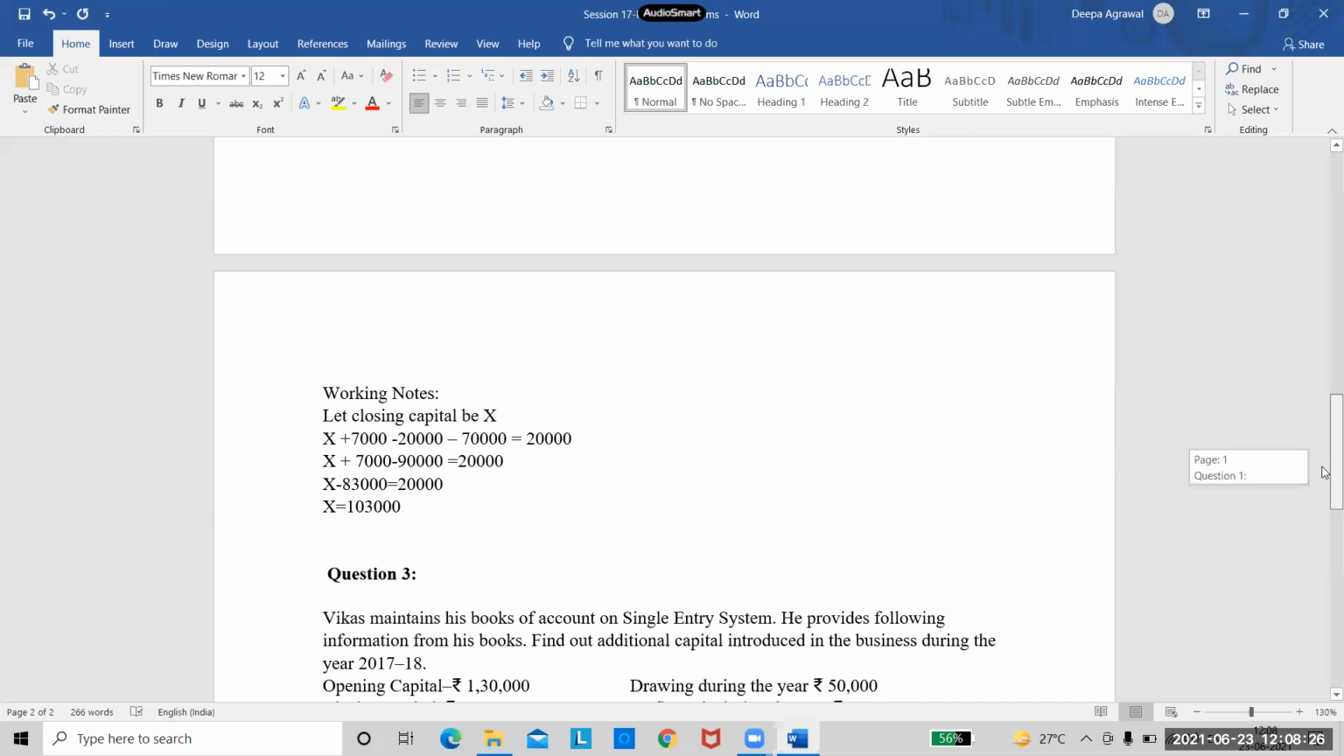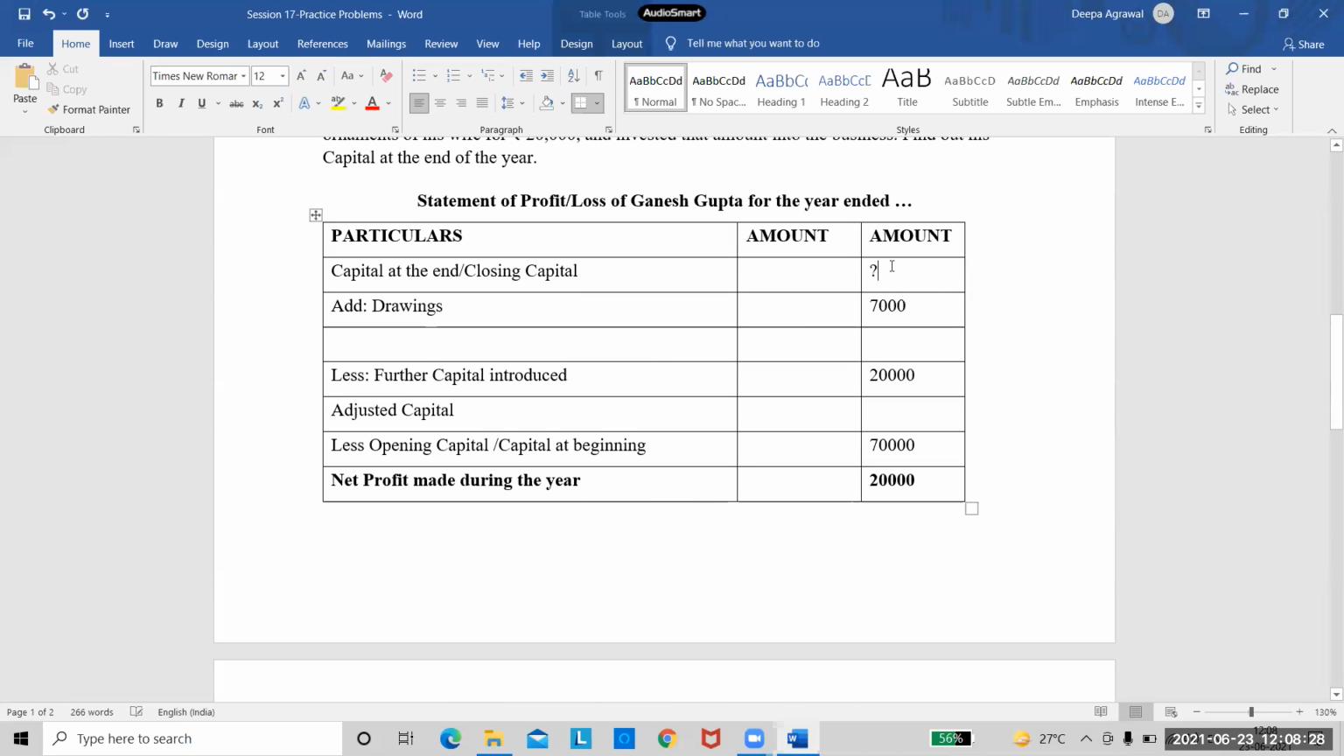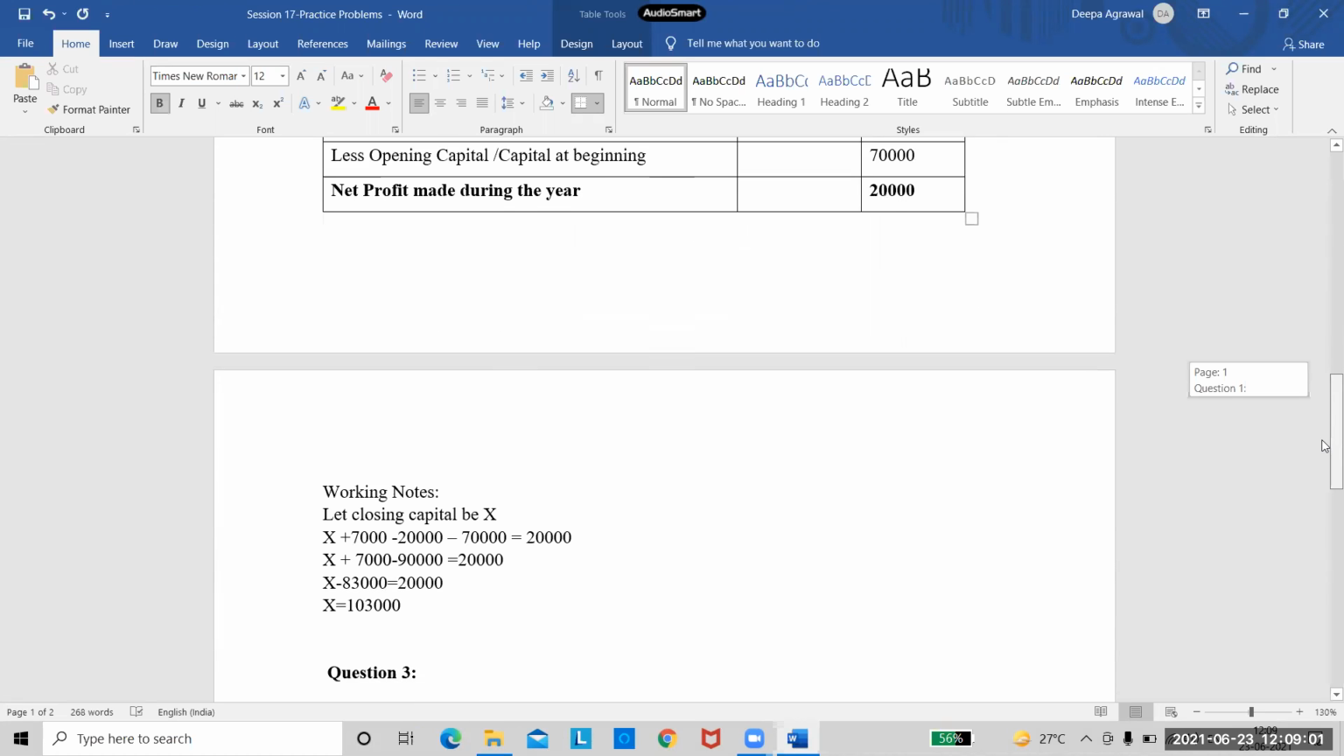So now I can finish my problem here. So I should take here 1,03,000 and check if it is correct. If I'm adding drawings, how much will I get? I will get 1,10,000. Right? And then if I reduce 20,000 from that, I will get how much? 90,000. And then if I reduce 70,000, I'm getting the net profit as 20,000.